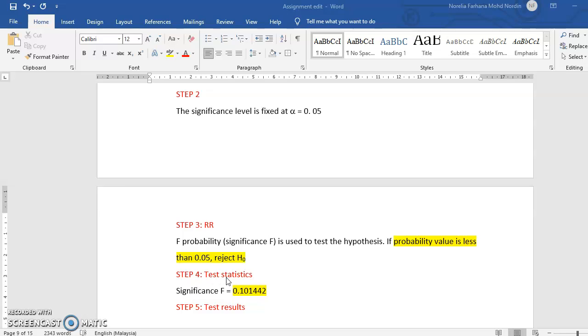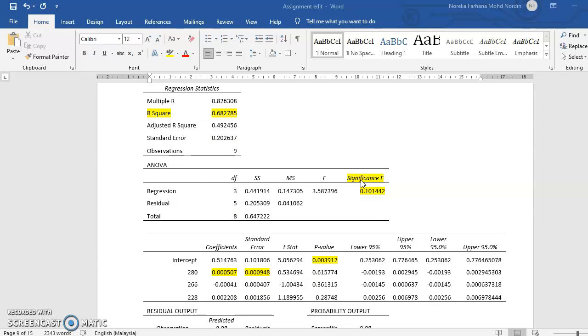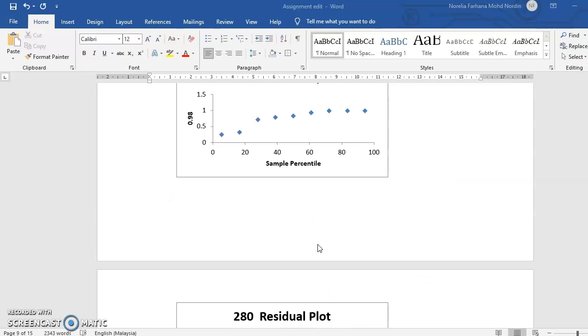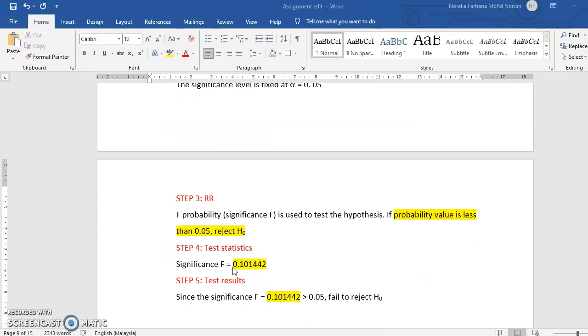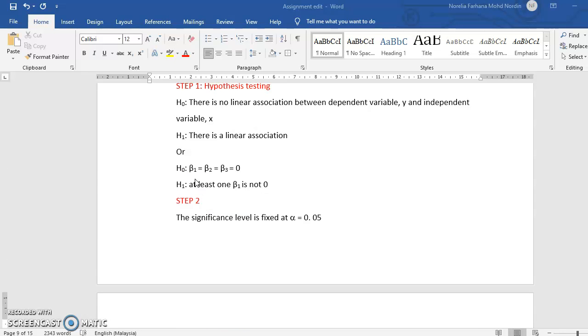Step 4, test statistic. We can get a significant F from our summary output in ANOVA table. So the significant F is equal to 0.101442. Step 5, test result. Since the significant F is equal to 0.101442, which is greater than 0.05, we fail to reject H0. We have insufficient evidence to reject this H0.